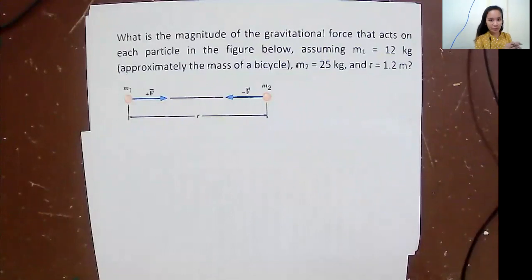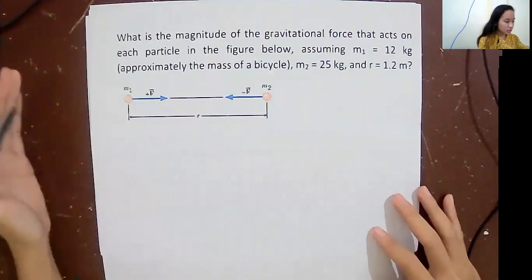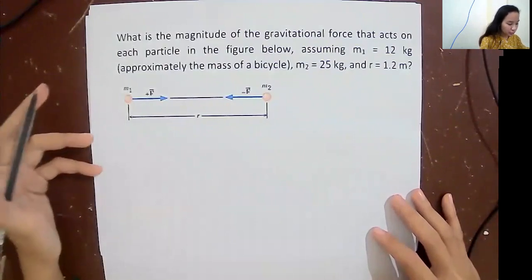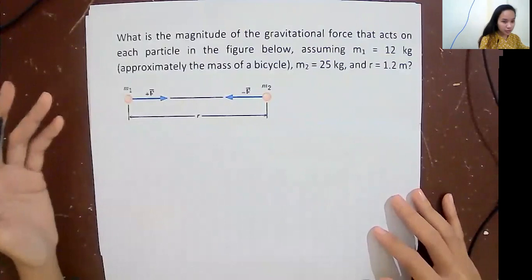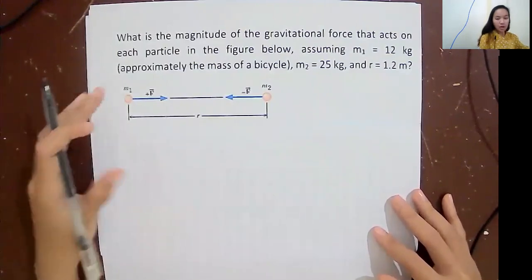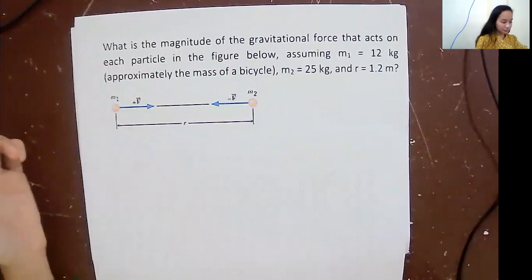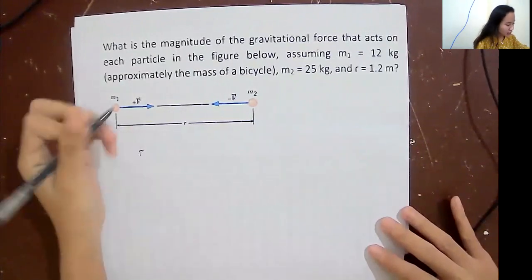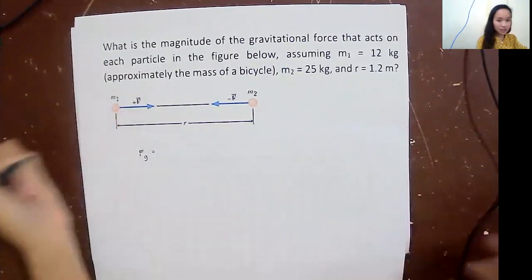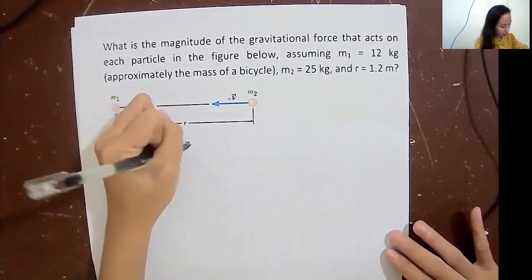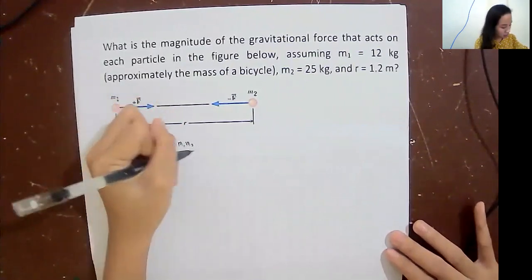Okay, so now we'll proceed with our third example. What is the magnitude of the gravitational force that acts on each particle in the figure below, assuming your mass 1 is 12 kilograms and your mass 2 is 25 kilograms. Okay, and then your r, or radius, is equal to 1.2 meters. Take note that the gravitational force, Fg, is equivalent to G m1 m2 over r squared.